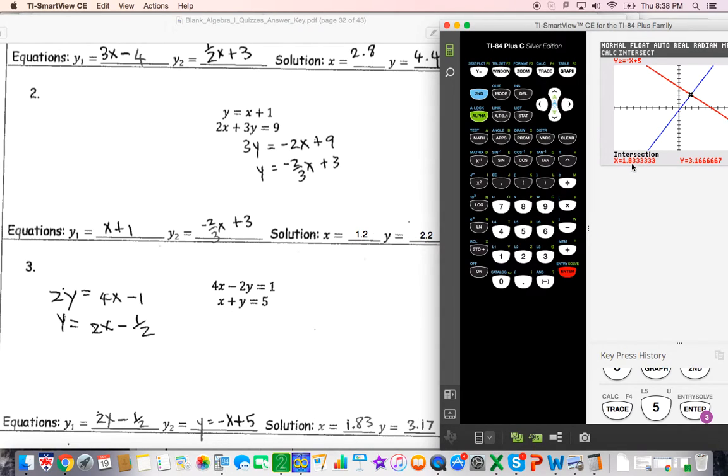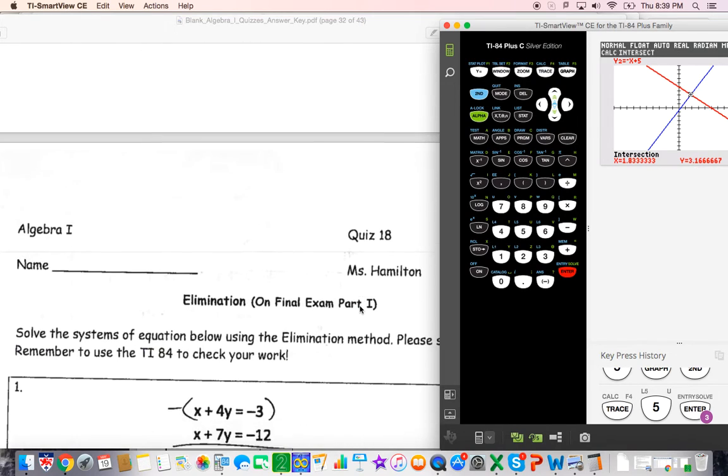Never round to the nearest whole number. If you were going to round to the nearest whole number, you might as well have drawn this graph by hand without graph paper. The reason for the calculator is that you can get as precise or as accurate an answer as possible. So here our x value is approximately 1.833, and our y value is approximately 3.167. All right, and that's how you do it.